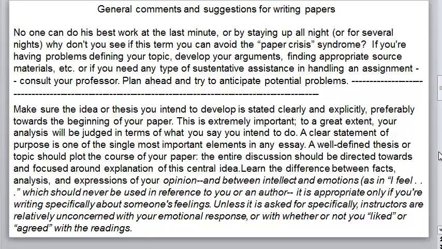I'll leave the rest of this for you to read on your own, but you want to keep your personal feelings out of it. You want it to be historical. You want it to be third person.